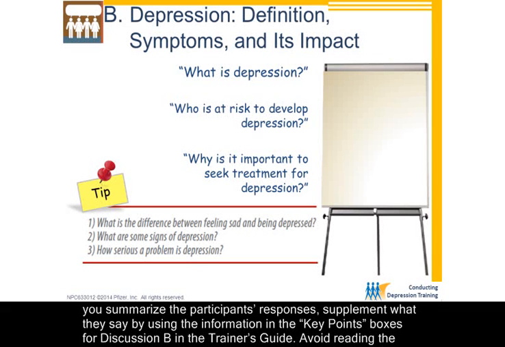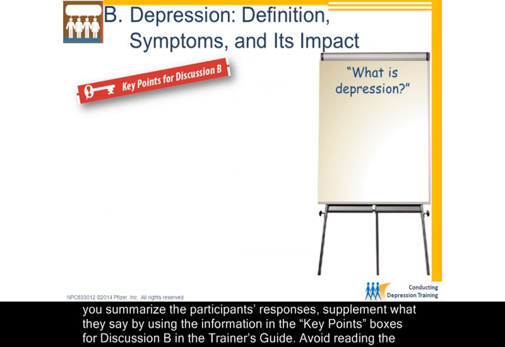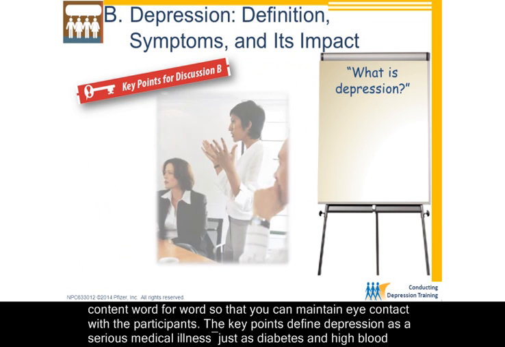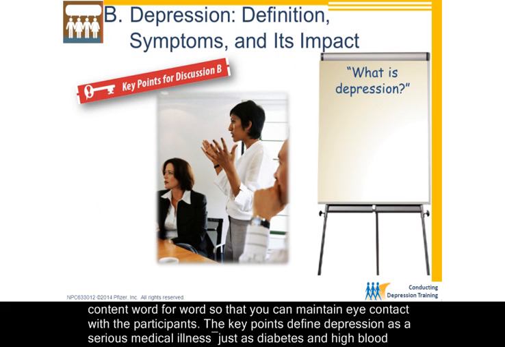As you summarize the participants' responses, supplement what they say by using the information in the key points boxes for Discussion B in the Trainer's Guide. Avoid reading the content word for word so that you can maintain eye contact with the participants.